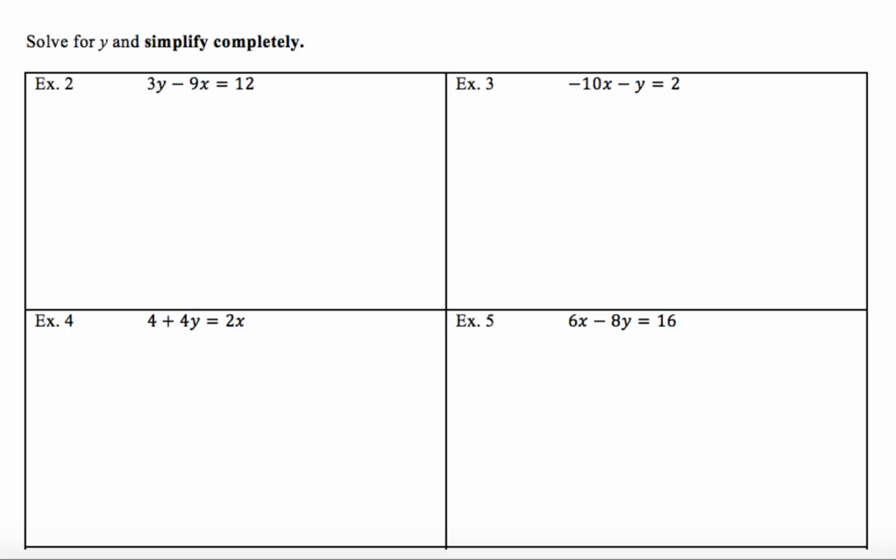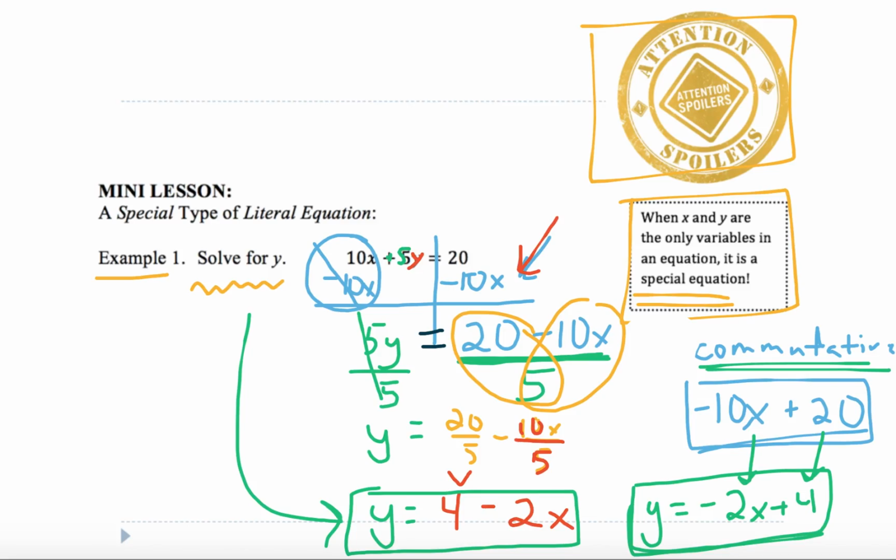So you have a few more examples in your packet. There's not too much that's new here, except that we're going to always simplify completely with these special equations. And again, simplifying completely means using that new step that we just learned, where we split that fraction into two fractions and simplify those answers.